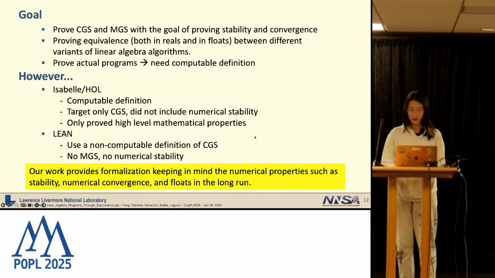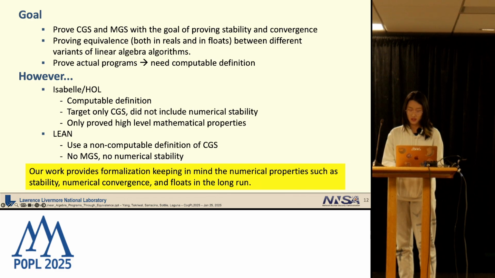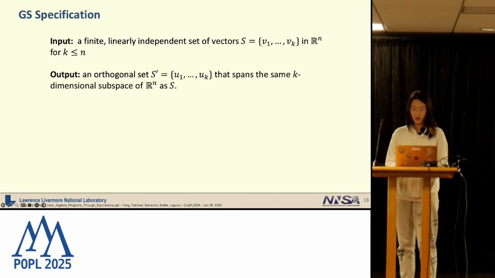So with the goal of proving their equivalence, we also want to focus on stability and convergence. However, existing work doesn't fully address this. In Isabelle, Hall, and Lean, they both only consider the classical version and do not consider numerical stability. Furthermore, in Lean, which is widely used to mechanize math, it uses a non-computable definition of classical Gram-Schmidt, thus we cannot extend the result to actual programs. So our work tackles this challenge by formalizing Gram-Schmidt and keeping in mind the numerical properties such as stability, numerical convergence, and flows in the long run.